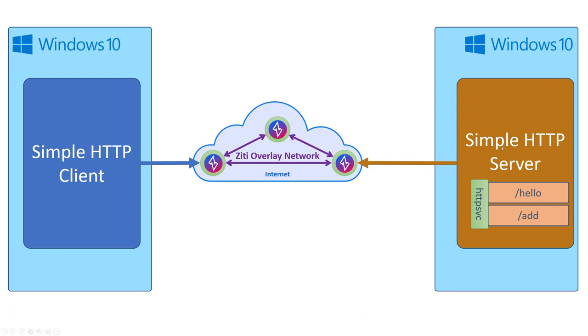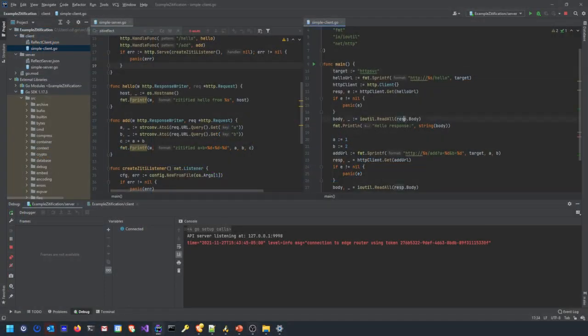I have a simple web server, which we just started, that listens on HTTP service and provides the hello and add endpoints. And now I'm going to make a simple HTTP client and wire it all together. So let's go back to the code and keep doing the zetifying bits.